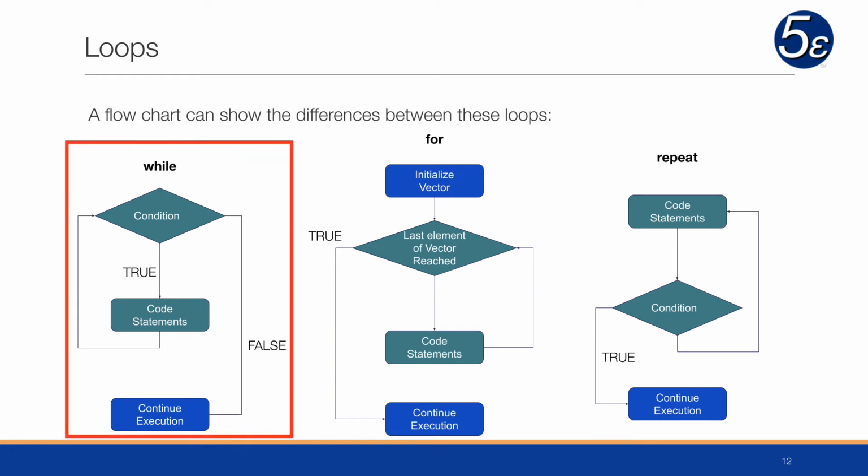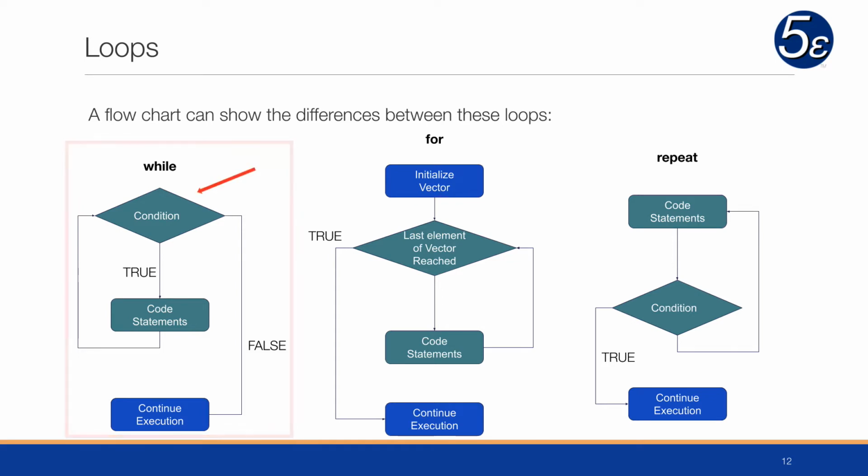The left flowchart here shows what the while loop does. We have a condition that we're testing, and if that condition is true, it will move into the loop. It will execute some code statements and then return back to the top of the loop to test the condition once again. And it continues this until that condition is false. When it's false, it will drop out of the loop and continue the execution of the remaining part of the script.